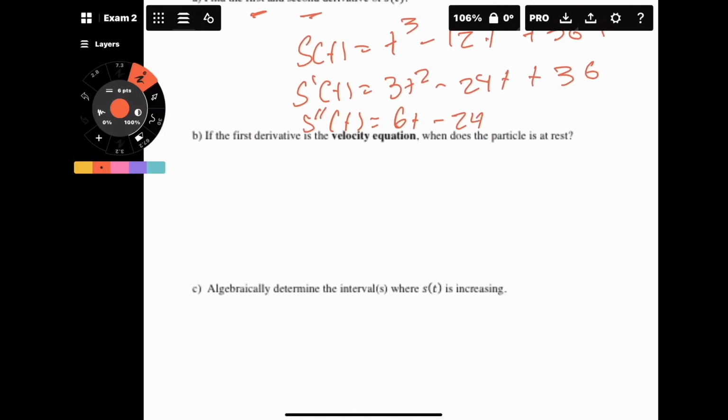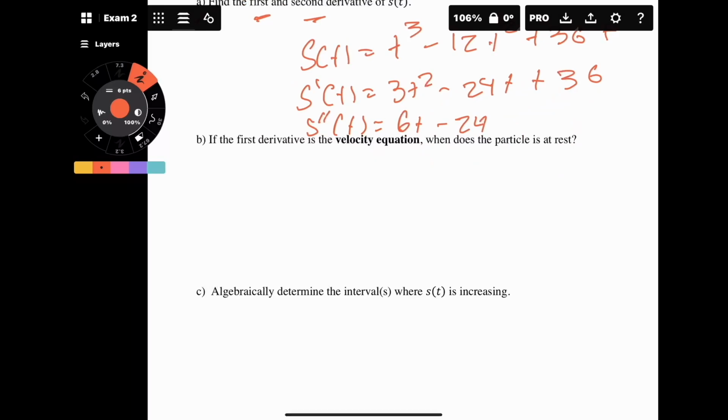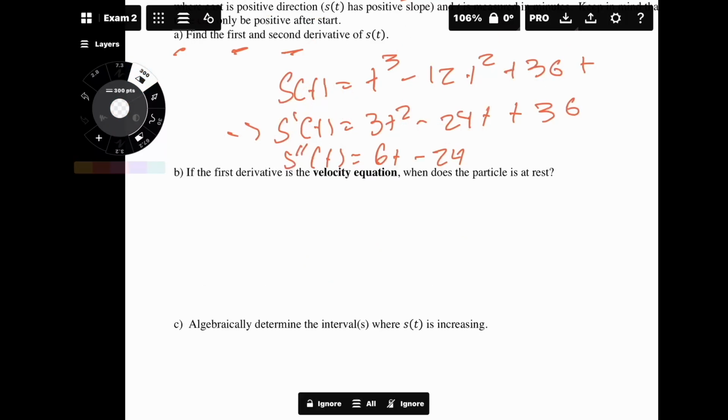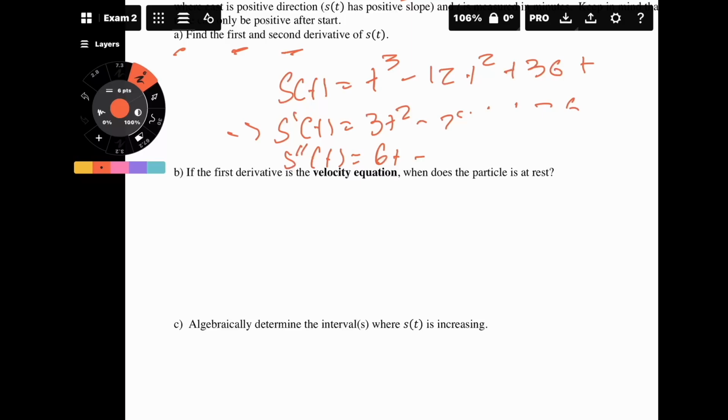Okay. If the first derivative is the velocity equation, when does the particle rest? So we want to know where the velocity equation is at rest, we need to know v of t equals 0. So let's figure out where v of t is. 3t squared minus 24t plus 36. I don't know what happened here, but let's rewrite this. You want to know that equals 0.